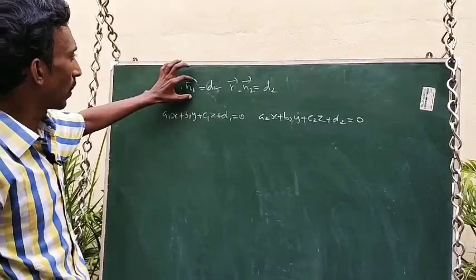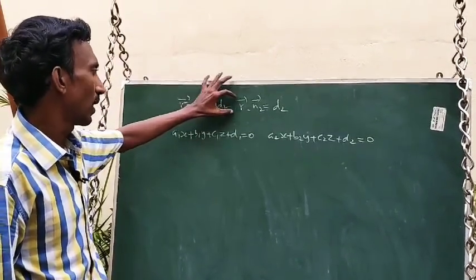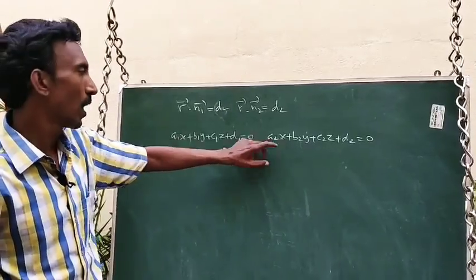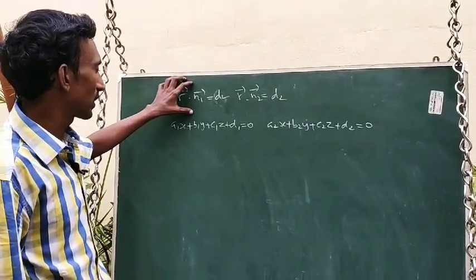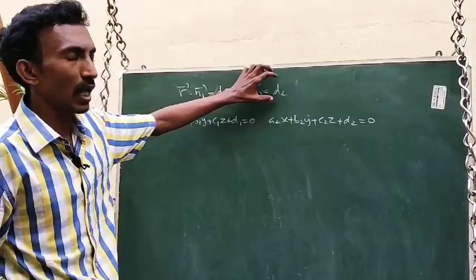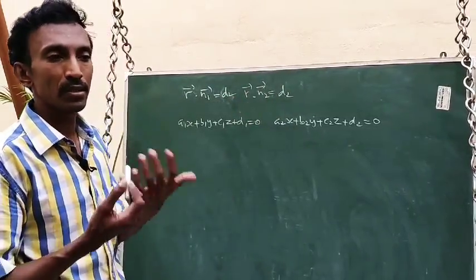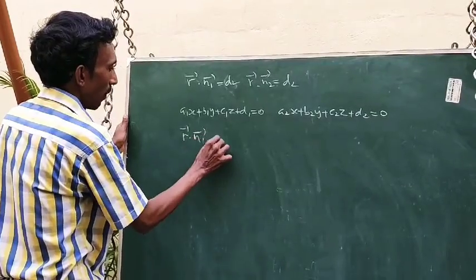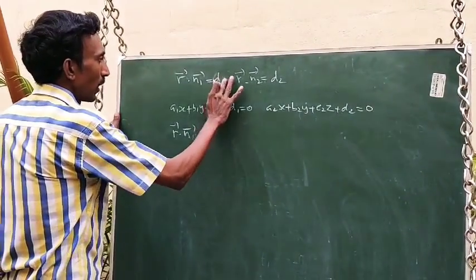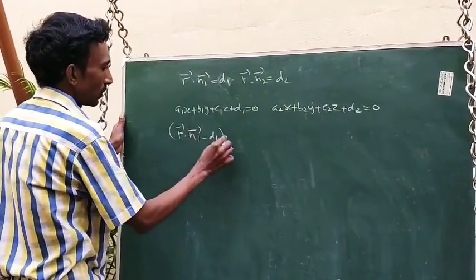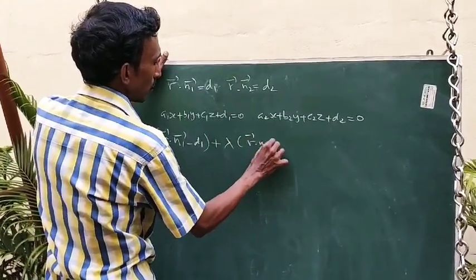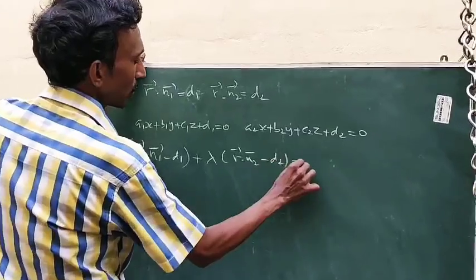So r dot n1 equal to d1 is the first plane, r dot n2 equal to d2 is the second plane, both in the vector form. So now our aim is to find out the equation of the plane passing through the line of intersection of the two. It is very simple one. So first one, r dot n1 minus d1 plus lambda into r dot n2 minus d2 equal to 0.